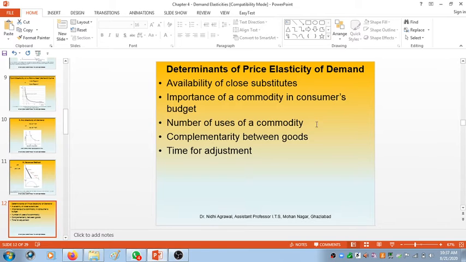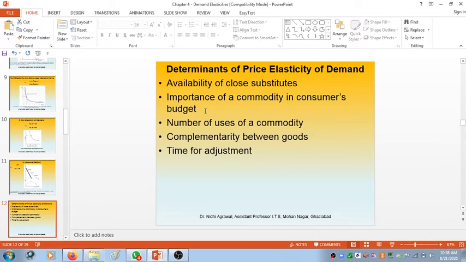Next is determinants of price elasticity of demand. These are the factors on which the value of elasticity depends. Number one, availability of close substitutes. If too many substitutes are available in the market, there will be higher scope for the customer to switch from one product to another if the price is going to increase or significantly change. So sensitivity will be more and more if more substitutes are available in the market. So elasticity will be higher.